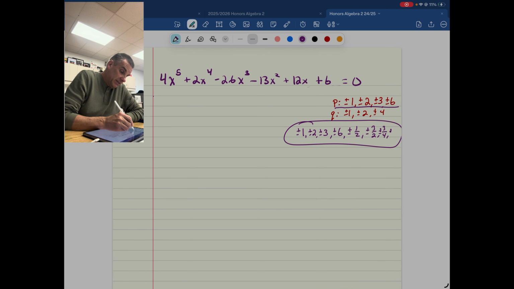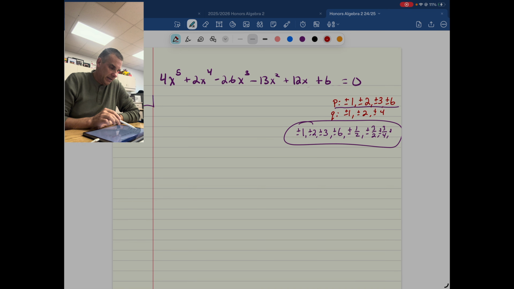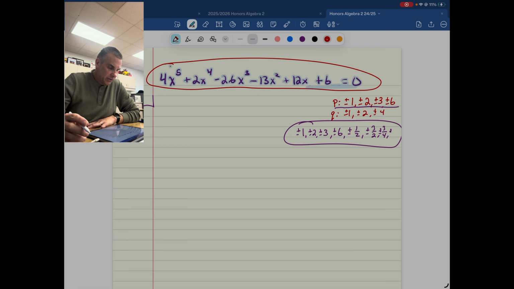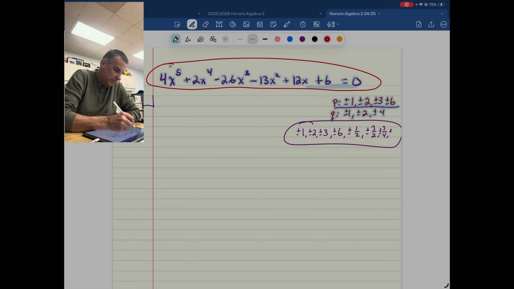So now we're going to use synthetic division with those. Those are our choices, so we have to figure out what we want to do. You can sit there and test them, but I'm going to make a little bit of an observation up here. If I look at my terms, I go from 4 to 2, that's half. I go from negative 26 to negative 13, that's half. And I go from 12 to 6, that's half. So I'm thinking one of my roots is probably going to be a half.